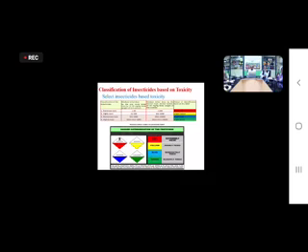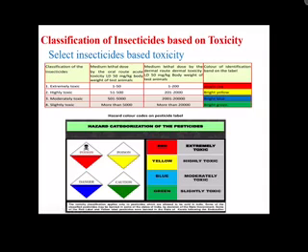Red means extremely toxic, so we should be very, very careful while handling. Yellow is highly toxic, blue is moderately toxic. Green labeled ones fall in the category of slightly toxic, with respect to mammals, not with respect to insects. But it doesn't mean that green labeled insecticides are safe. They are also very dangerous, so handling is important. They are slightly toxic compared to the red ones. Red ones are extremely dangerous.